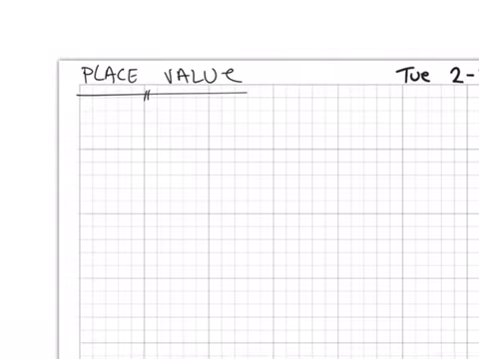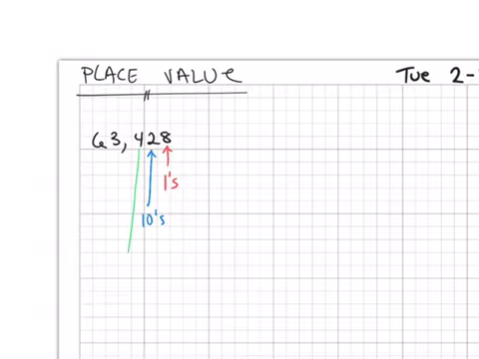The way that place value works is about our number system. So let's take this number, 63,428. This number, 63,428, is written this way because each place in the number, each position in the number, is worth something. Like this is the ones place, and this is the tens place, and this is the 100s place. So that's it. That's the story of place value.